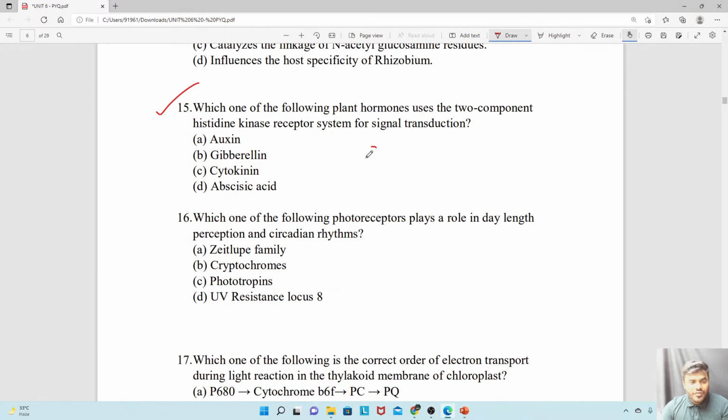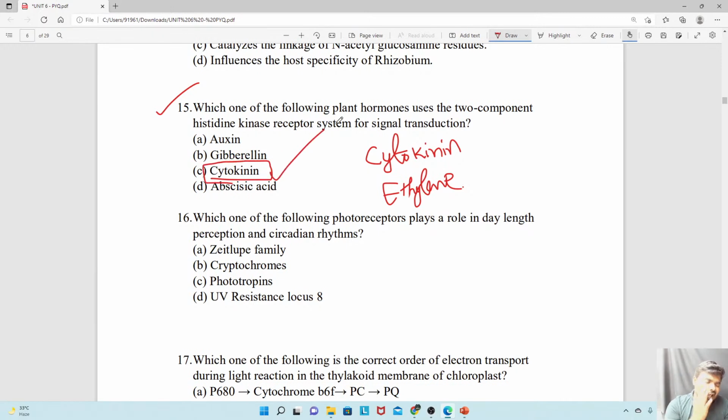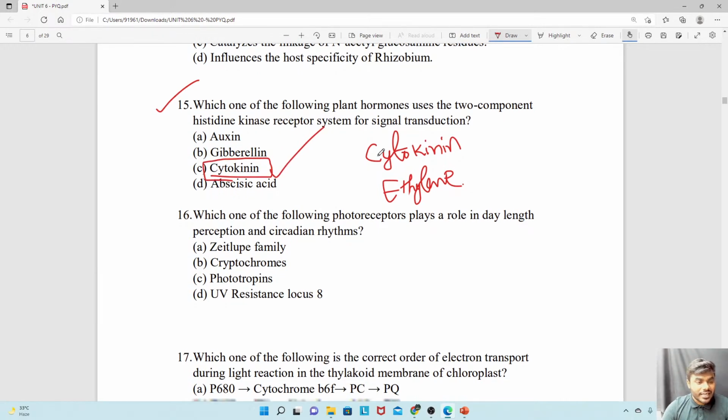See friends, we discussed that cytokinin can show the two component signaling system. Ethylene can also show the two component signaling system. But in the given question, they did not give ethylene in the options. Then undoubtedly what will you choose? You will choose cytokinin as the correct answer. Amazing.